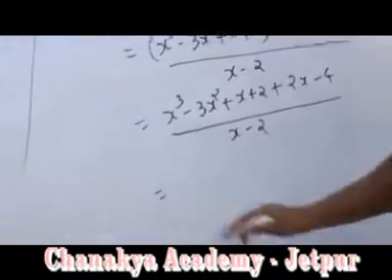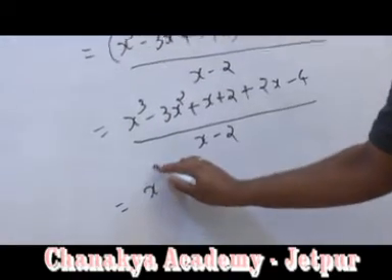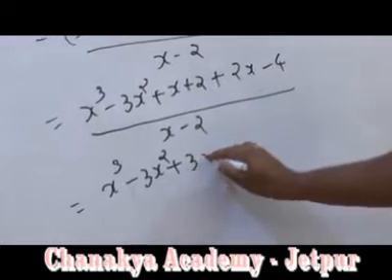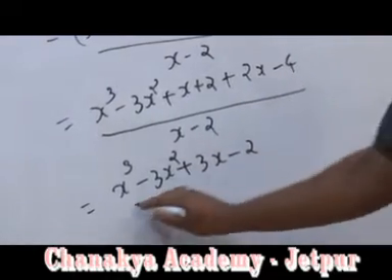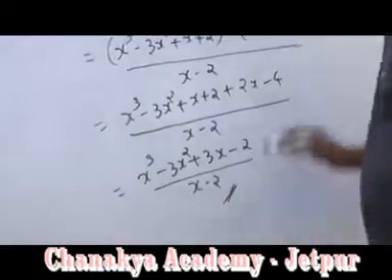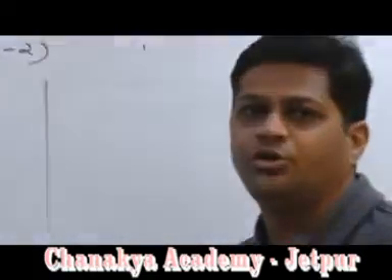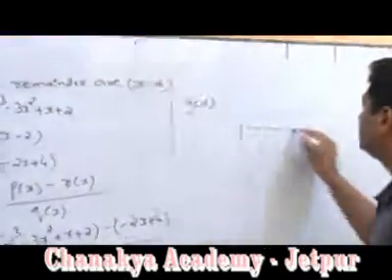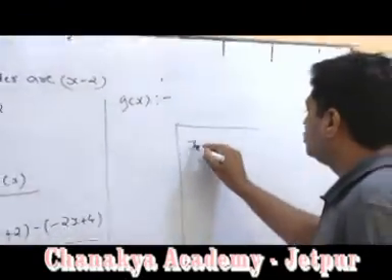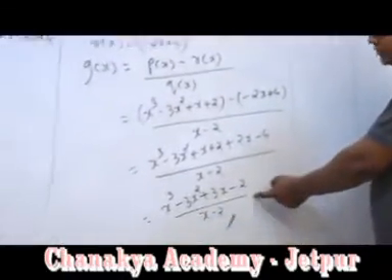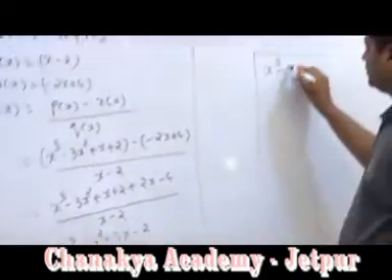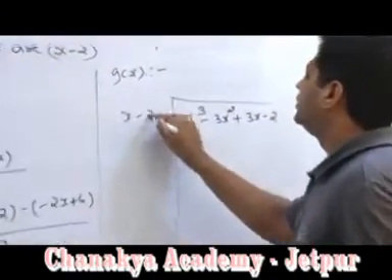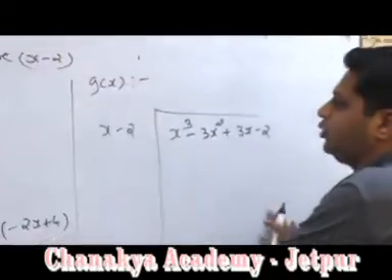Okay students, now simplifying: x cube minus 3x square, x plus 2x will be 3x, 2 minus 4 will be minus 2, divided by x minus 2. Okay, last step to be performed to find g of x. It will be long division. We are taking reference from the previous step: x cube minus 3x square plus 3x minus 2 divided by x minus 2. This step is for long division, which we are doing to find g of x.